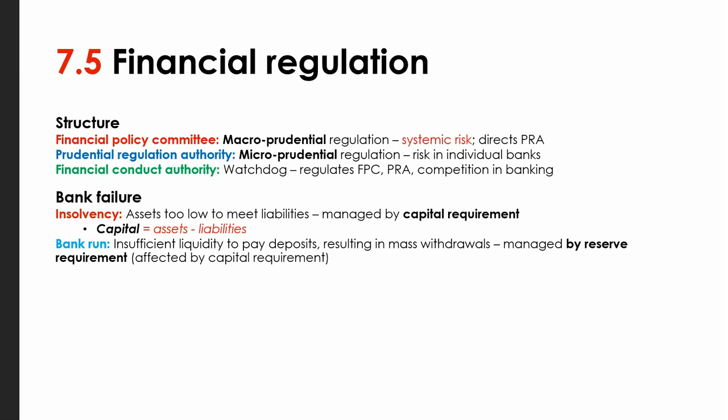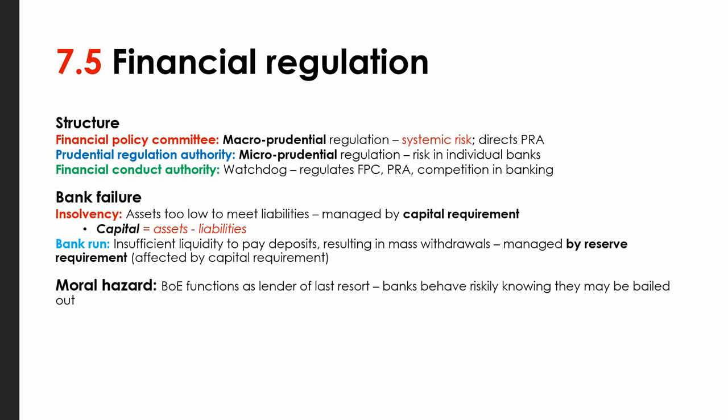Another risk of failure is a bank run, which is where banks have insufficient liquidity to pay their deposits. And if depositors know that, there can be mass withdrawals, which can end up leading to the bank collapsing. And one way to manage this is with a reserve requirement. But a capital requirement will also limit it because banks hold a lot of capital as liquid assets. One more risk we need to be aware of is moral hazard. Because the Bank of England has guaranteed that it will back up banks in certain extreme situations, it might mean that some banks behave in a more risky manner because they know that they may be bailed out if they end up in crisis. That's called moral hazard, and it's a real problem when we design regulation.